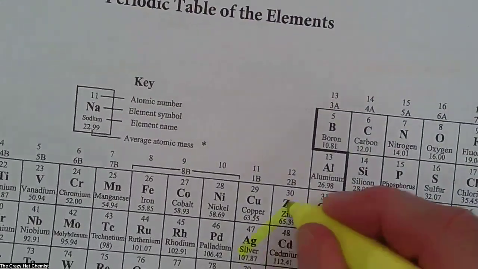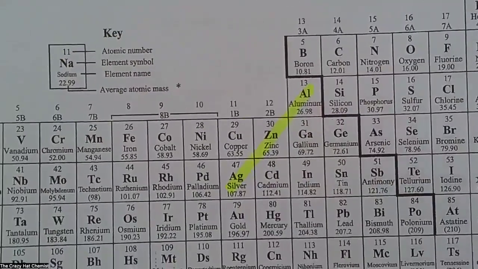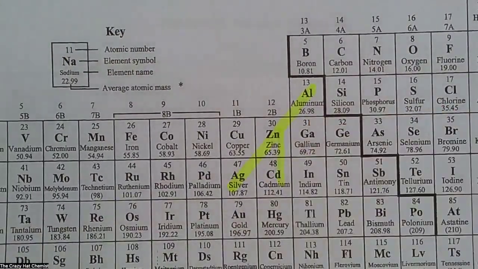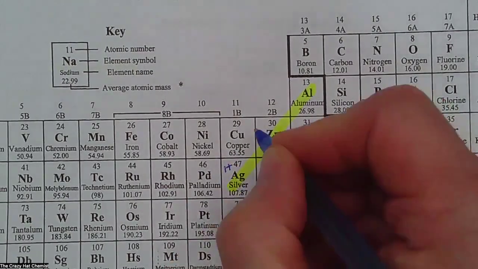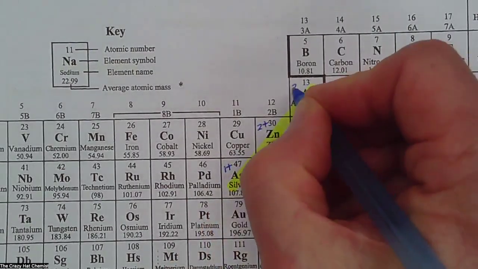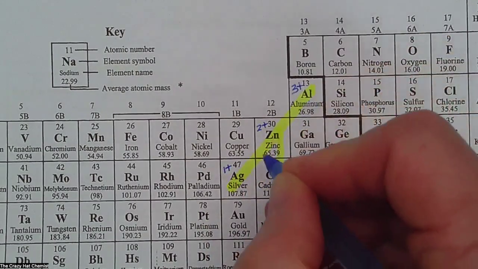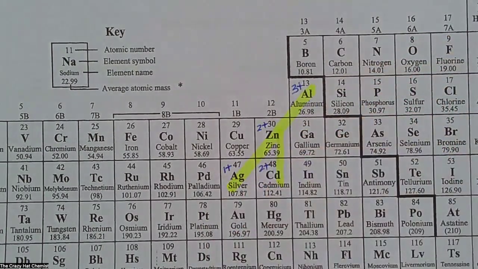There is a diagonal pattern right here and a downward section like that. And the charges of these: it would be silver 1 plus, zinc 2 plus, aluminum 3 plus, and cadmium and zinc are in the same column at 2 plus.